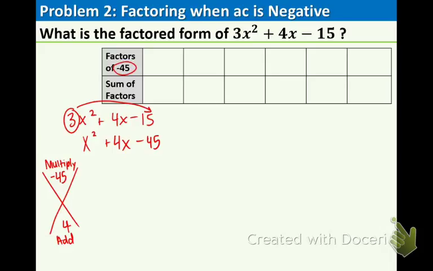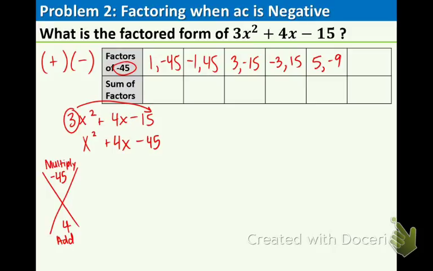It's a negative number. So that means the numbers that we're multiplying must be one of each sign, a positive and negative, in order to get a negative. Factors of negative 45: 1 and negative 45, negative 1 and positive 45, 3 and negative 15, negative 3 and positive 15, 5 and negative 9, sorry, I said that wrong, negative 5 and positive 9.